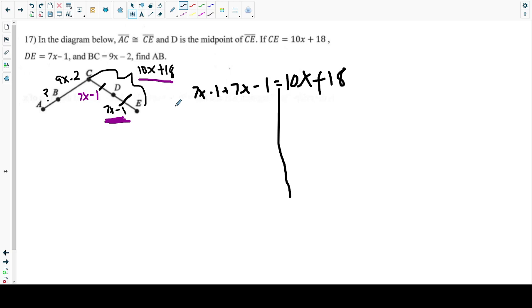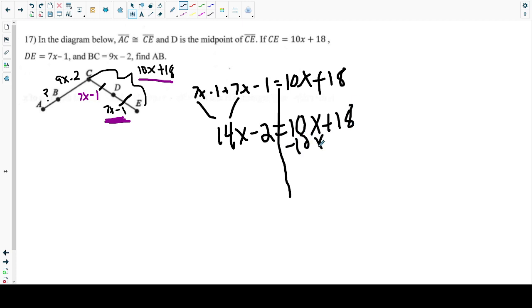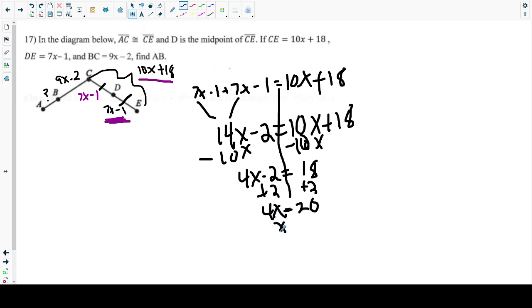Now I can actually go about solving it. So combine the 7x's: 14x minus 2. Over here we have 10x plus 18 still. I like to move my smallest variable, 10x. So minus 10x. Once again, you can skip through this part of the video if you know your algebra. I'm just doing this for those that want to be extra sure. Add the 2. 4x equals 20. And we get x is equal to 5. All right, so we found the key thing. We found that x is 5. So now I can actually start figuring out how big pieces are.